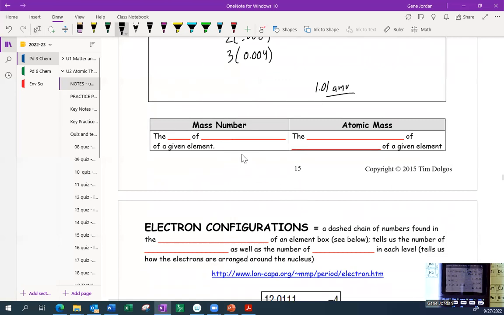So what is the mass number? Remember, it's the mass of one isotope. They have to give it to you, or you just assume it by what its label is. The atomic mass, though, is a little bit different. It's the average mass of all the isotopes of a given element.